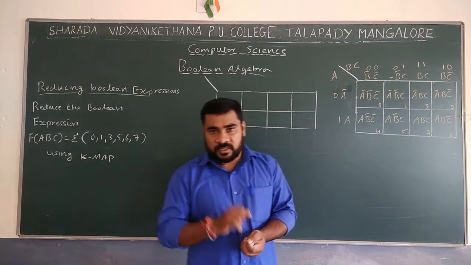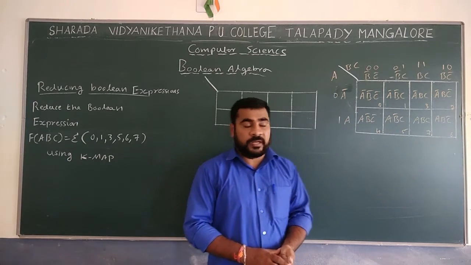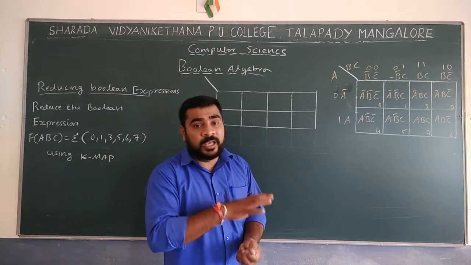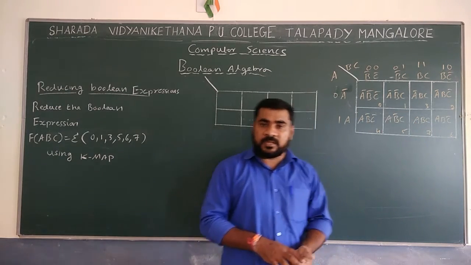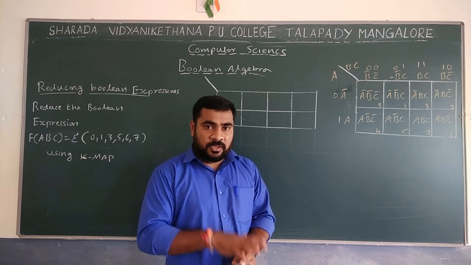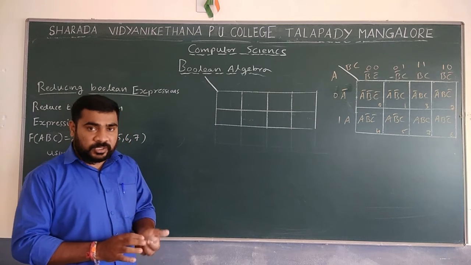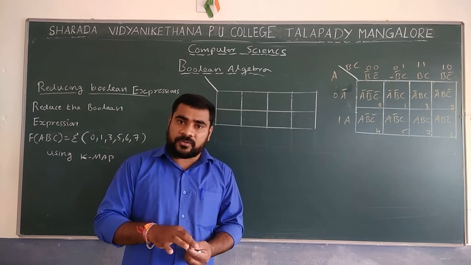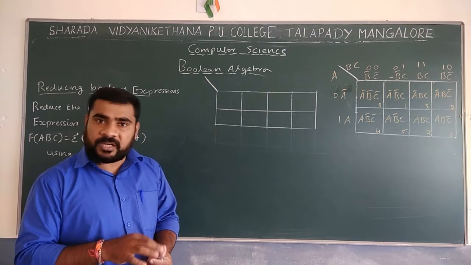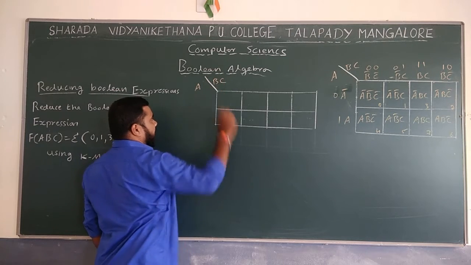So what do we have to do first? First we have to draw the structure. We should know the structure of the KMap. After writing the structure of the KMap, then you write down all the terms. After writing the terms, we move to the example. In this example, total 3 variables are there. For these 3 variables, first we have to write the KMap. So the variables are A, B, C.